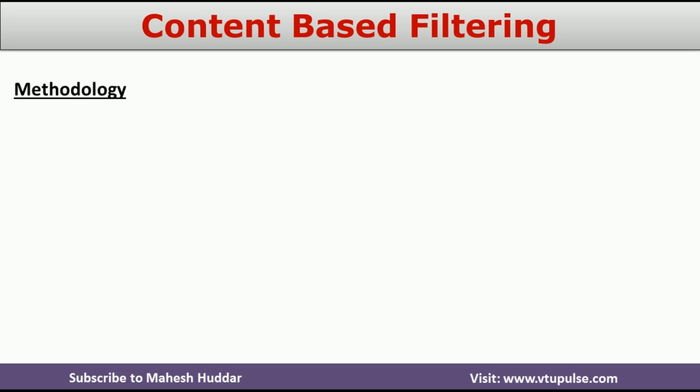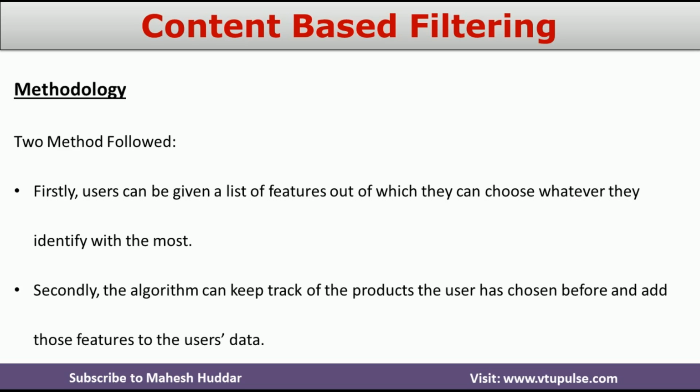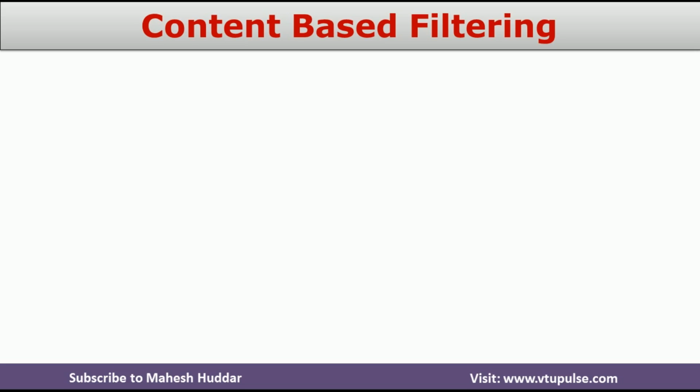There are two methods followed in content-based filtering. The first one is that users can be given a list of features, out of which they can choose whatever they identify with the most. That is the first technique. The second one is that the algorithm can keep track of the products the user has chosen before and add those features to the user's data. This is another technique used to understand the user's favorite features.